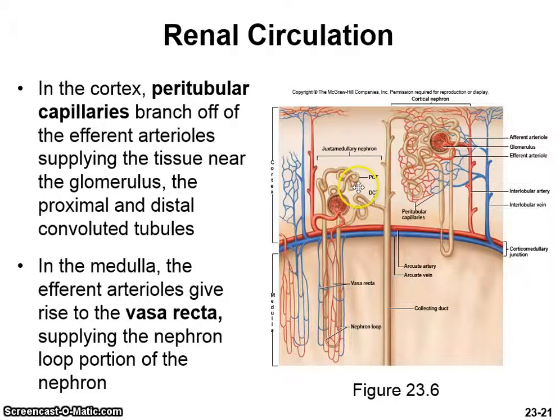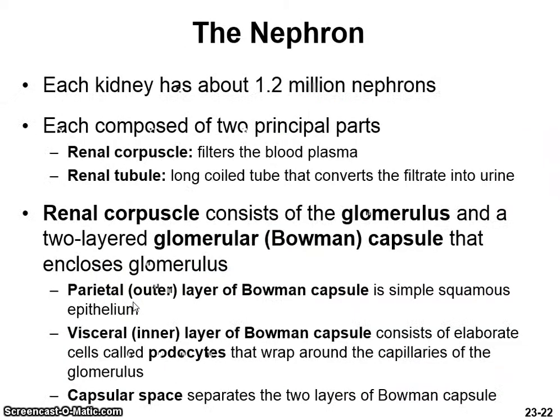So the proximal convoluted tube goes down, becomes the distal convoluted tube, and the vasa recta forms the capillary bed right along the loop. The loop is actually called the loop of Henle, but it's coming up. So in the medulla, the efferent arterioles give rise to the vasa recta, supplying the nephron loop portion of the nephron. Okay. Each kidney has about 1.2 million nephrons.